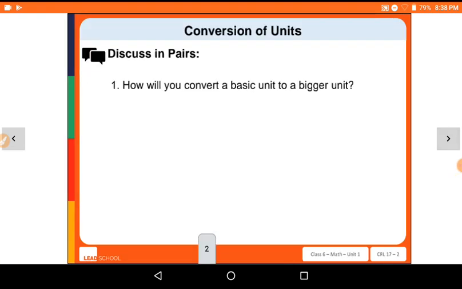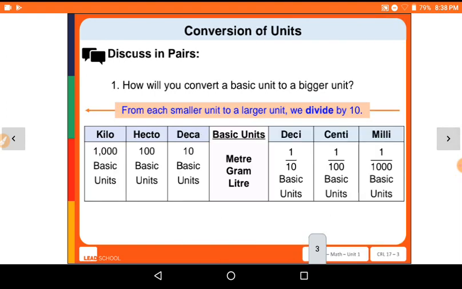First of all, we studied the conversion of units. Everybody knows how to convert a basic unit to a bigger unit. Recall again: whenever we go from a smaller unit to a larger unit, we divide by 10, and for that we use this particular table. So just recall again how to convert the basic unit into the bigger unit.